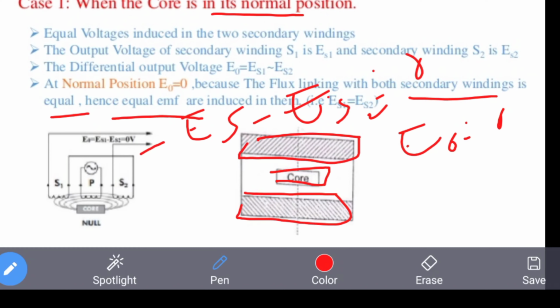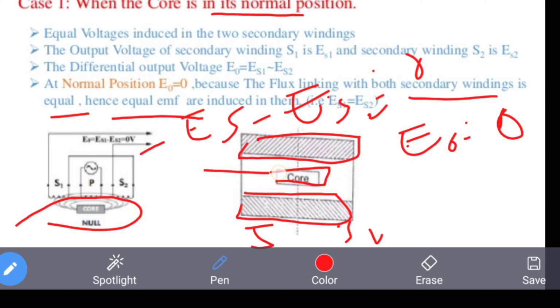Under normal operating condition, the core is in the center of the primary winding and two secondary windings. There are equal induced EMFs in the two secondary windings, hence the output voltage becomes 0 because the secondary windings have equal voltages. 5 volts will be induced in each secondary. Like this diagram, you can see, I already explained one diagram.